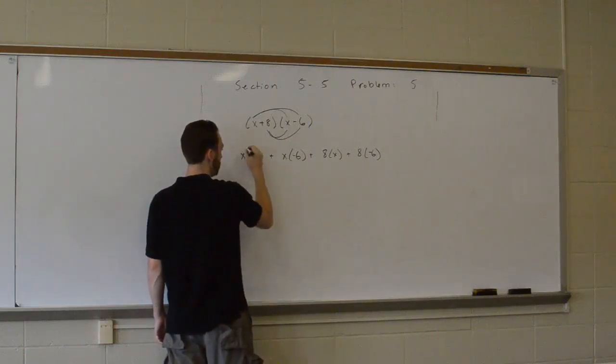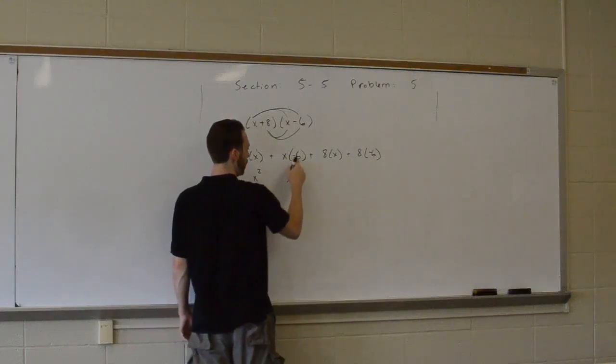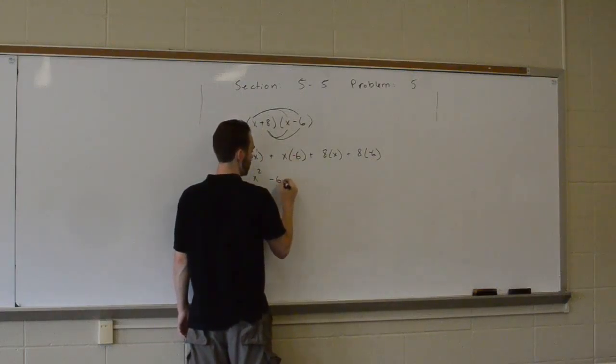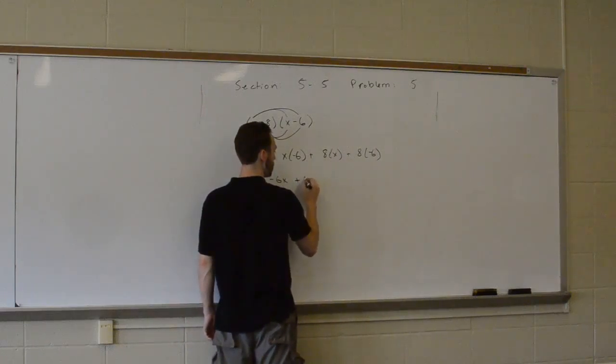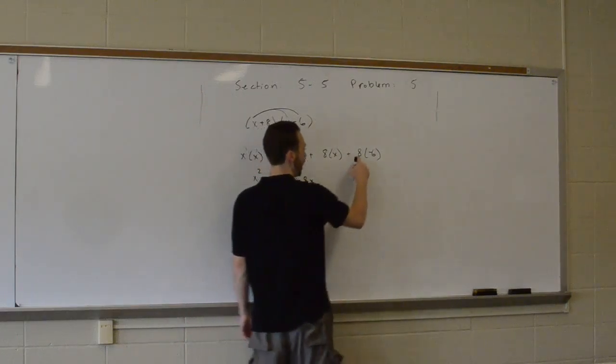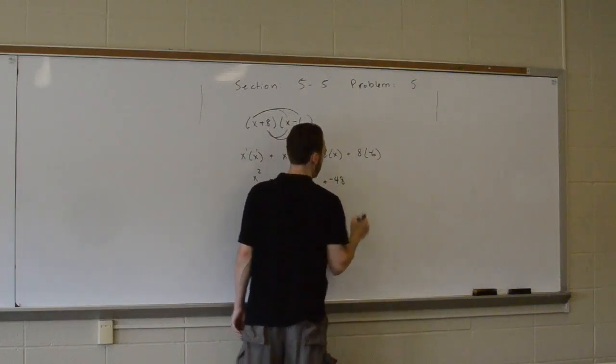X times x, both of these have a 1. We add them together, we end up with x squared. Minus 6 times x, we can just write it as one term. 8 times x, we can just write it as one term. And 8 times negative 6, we can just write it as negative 48.